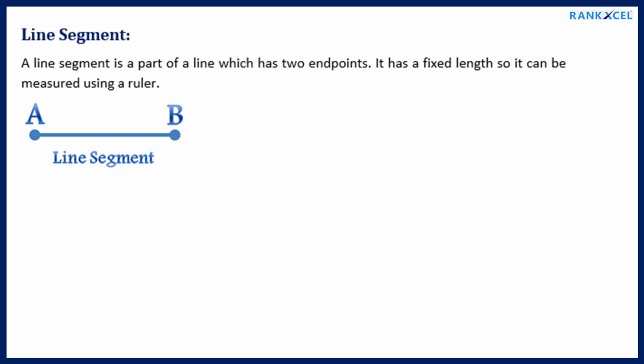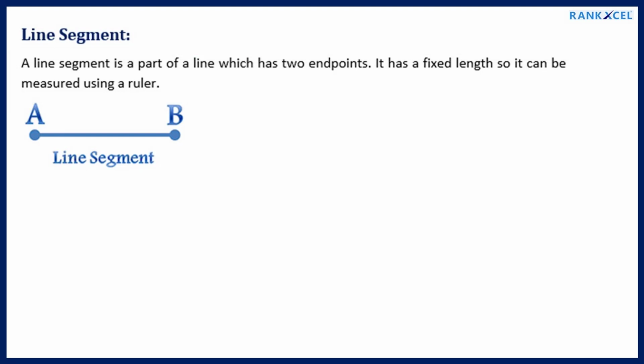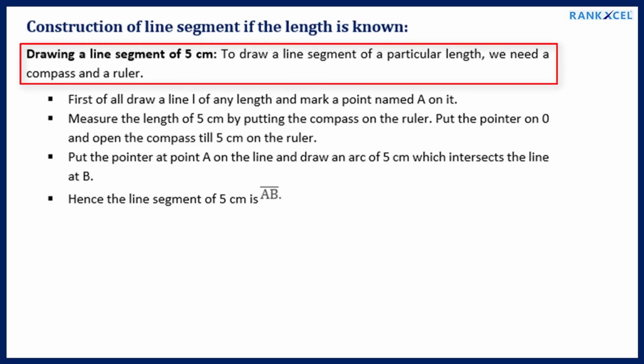Line segment. A line segment is a part of a line which has two endpoints. It has a fixed length so it can be measured using a ruler. Construction of line segment if the length is known. Drawing a line segment of 5 centimeters. To draw a line segment of a particular length, we need a compass and a ruler.